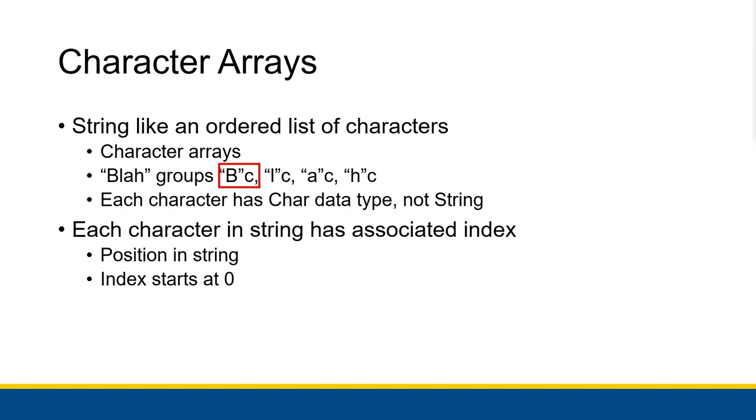Now, each character in the string has an associated index, which is the position in that string. And we've talked about indices before with regards to tab index, where the tab index determines the order in which things get focus when you hit tab. Well, this is pretty similar, except instead of determining the order of focus, the index determines the order in which the individual characters appear in the string. And this index starts at 0. So for example, the letter B in blog gets index 0, then L gets 1, A gets 2, and H gets 3. Every time we talk about an index, it always starts at 0. For tab index, for strings, and for any of the other arrays that we will talk about in the future. That's really important to remember.